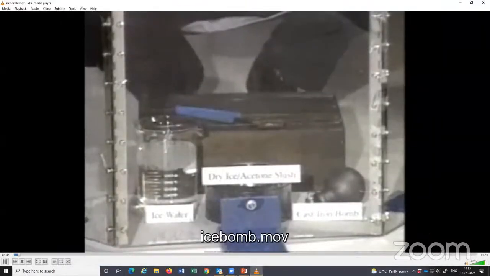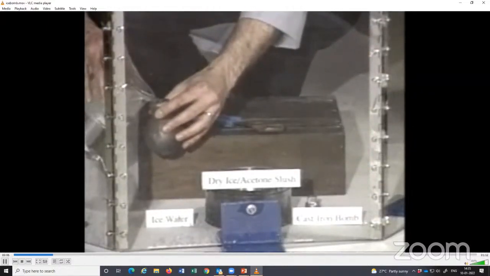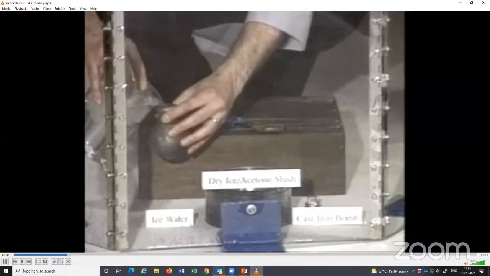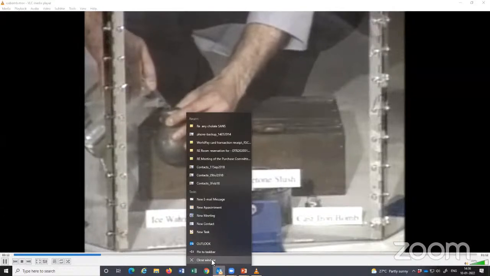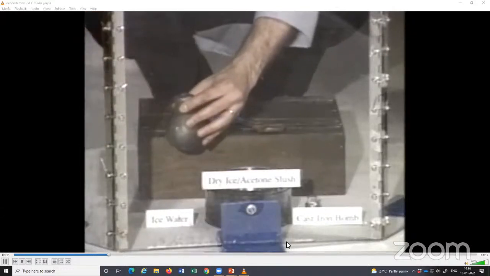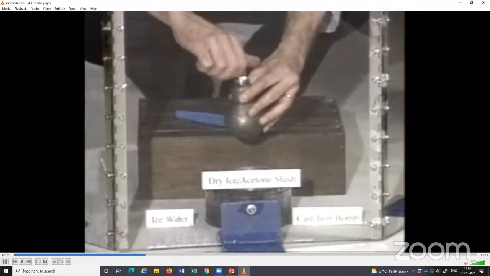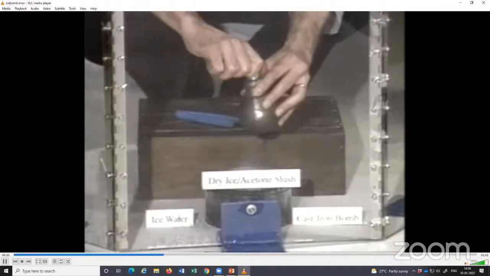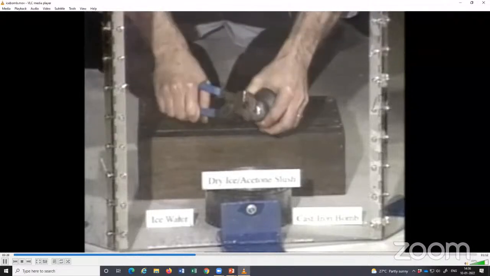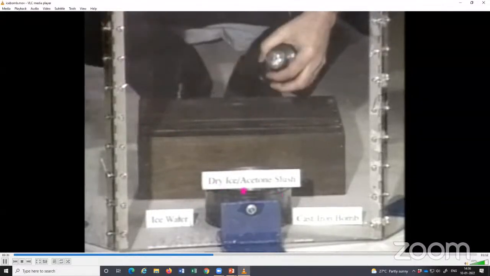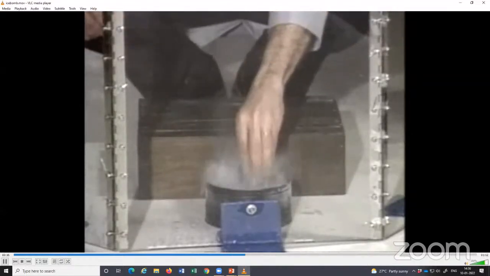Frozen very rapidly. The ice bomb illustrates the fact that the volume of ice is greater than the volume of an equal mass of liquid water. Some cold water is poured into a cast iron bomb, and a threaded plug is screwed into the bomb so that the bomb is tightly sealed. The bomb is then placed into a dry ice acetone slush, which is at negative 77 degrees Celsius, and will cause the water inside the bomb to freeze.